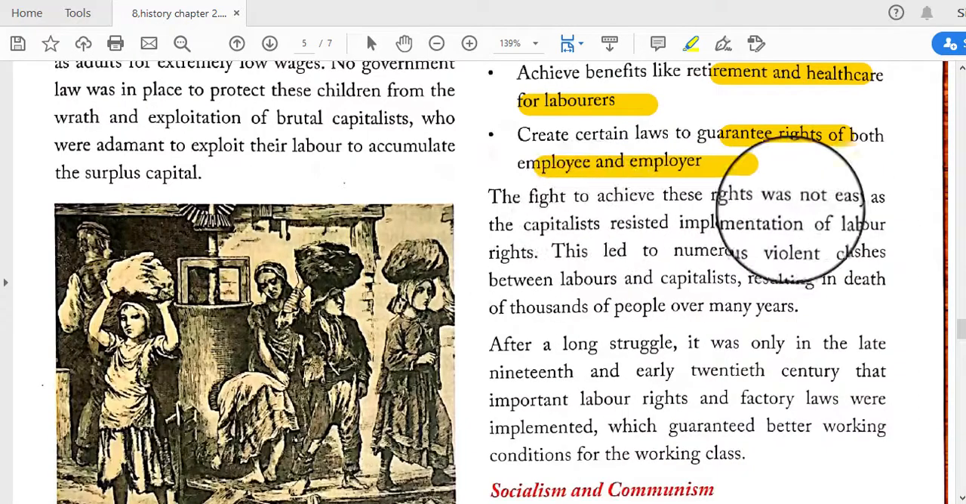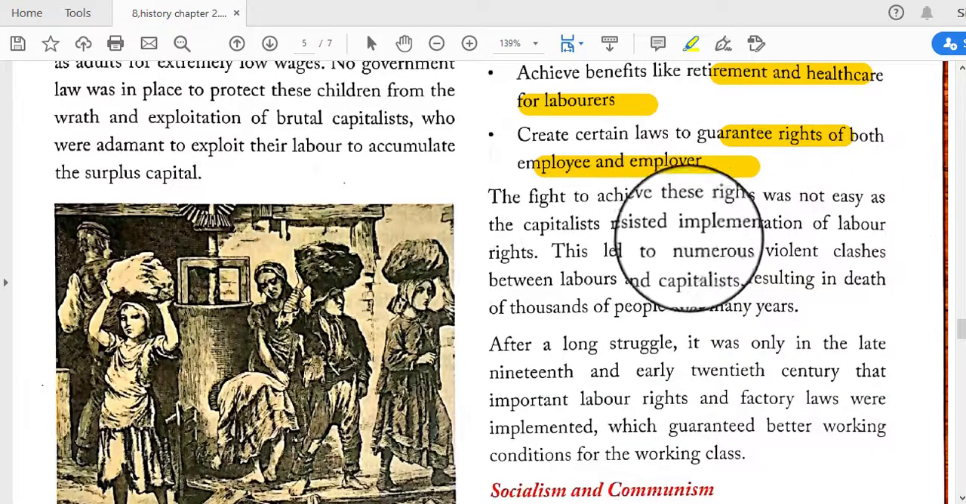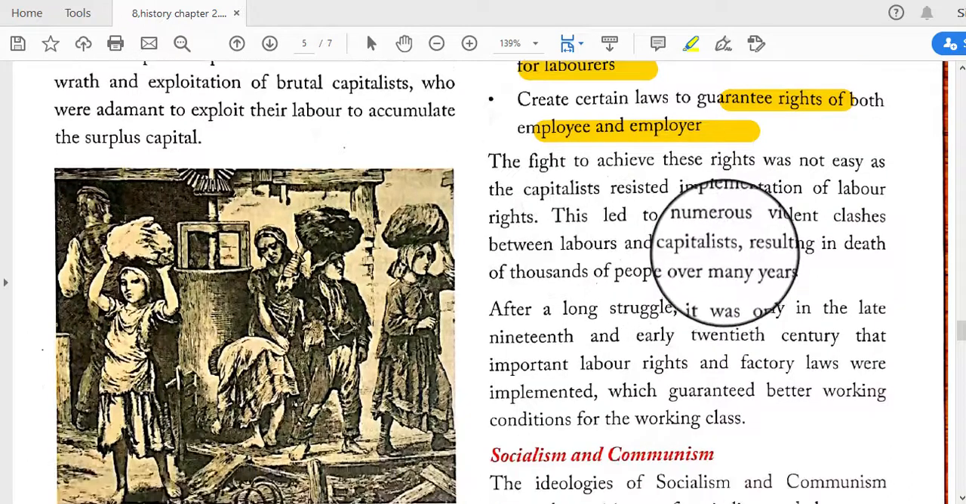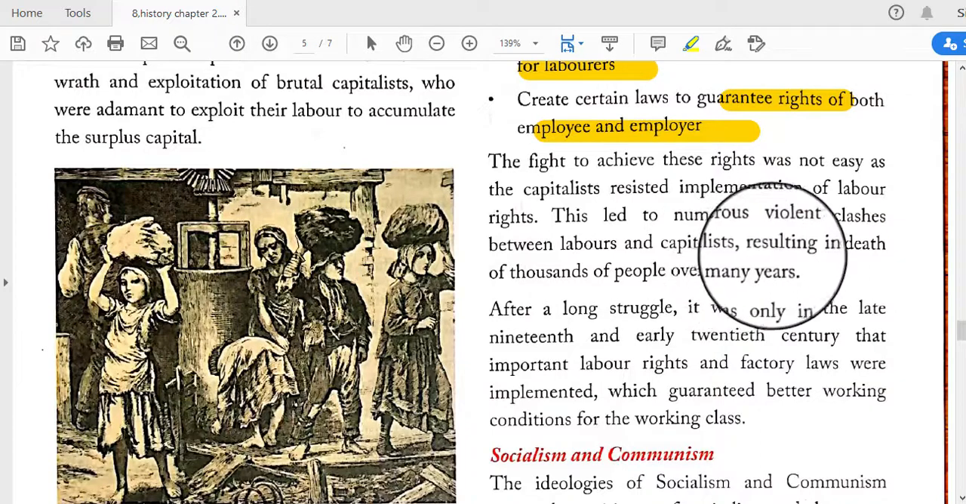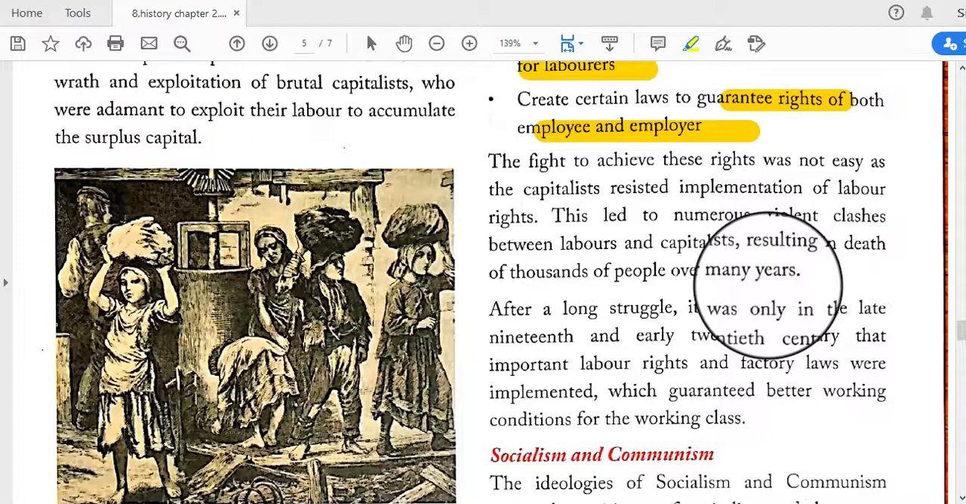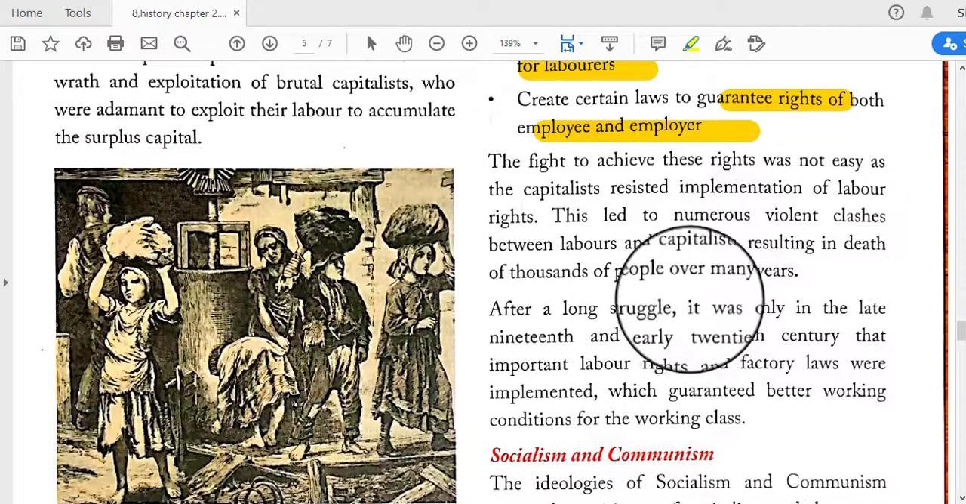The right to achieve these rights was not easy, as the capitalists resisted implementation of labor rights. This led to numerous violent clashes between laborers and capitalists, resulting in the death of thousands of people over many years. When capitalists wanted to reject their proposals, they also used violence and humiliation, and in this way thousands of people lost their lives.